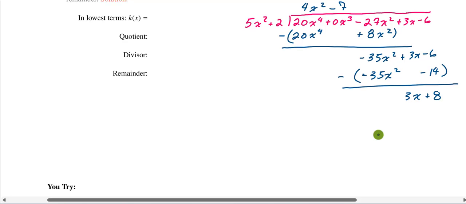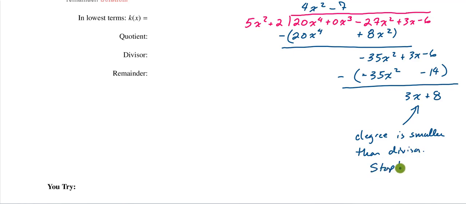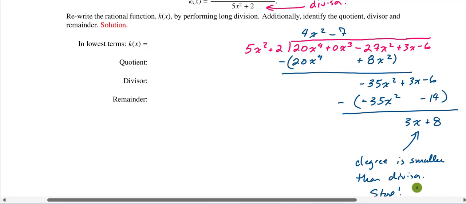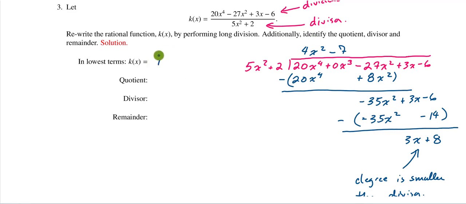So what we notice here is that the degree is now smaller than our divisor. So we stop. So at this point, I'm ready to go ahead and rewrite k of x as having performed this long division. So I'm going to write 4x squared minus 7 plus, and then I'm going to add to it my remainder. This is the 3x plus 8, all divided by my original divisor, 5x squared plus 2.